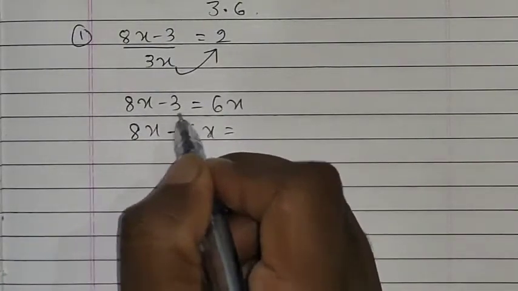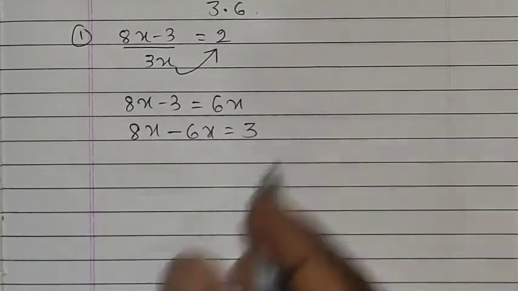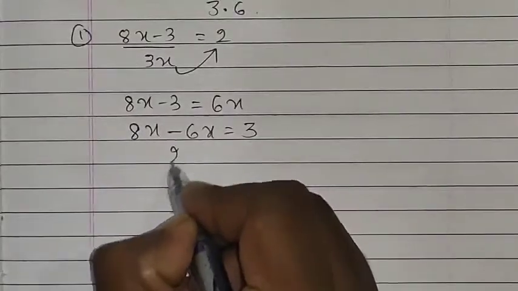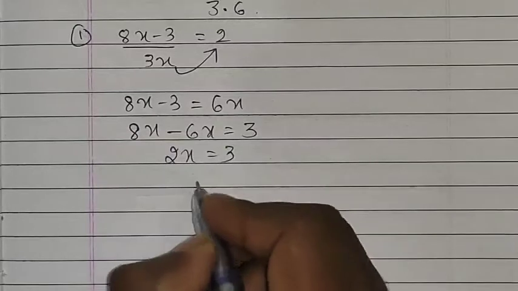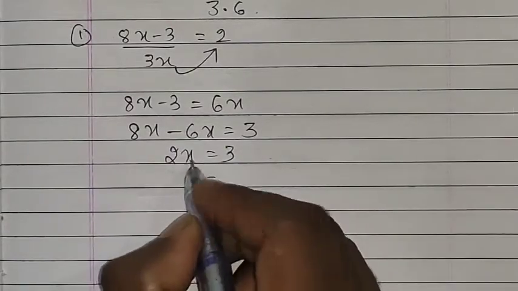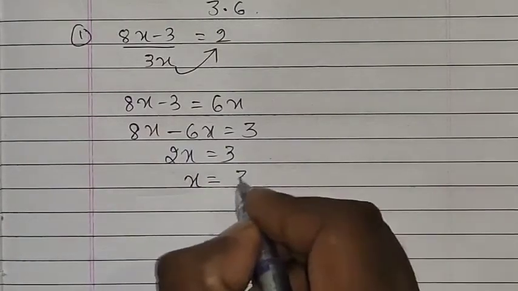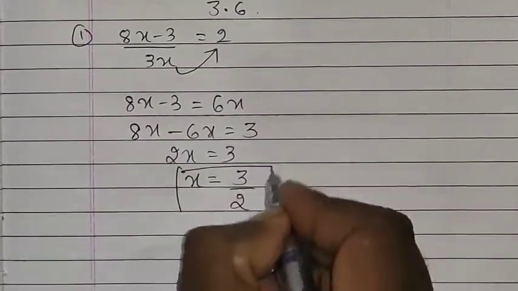The number I am going to shift to the right side, it will become plus 3. 8x minus 6x, the answer is 2x is equal to 3. If I write the equation for x, the multiplied number comes to the denominator part, that is 3 by 2. Therefore x answer is 3 by 2.